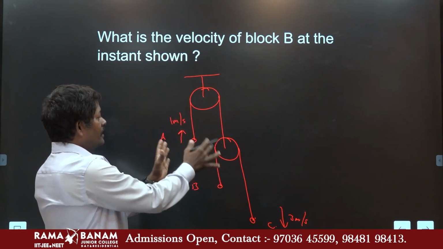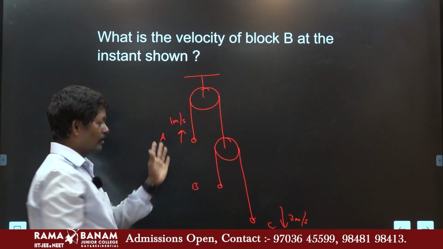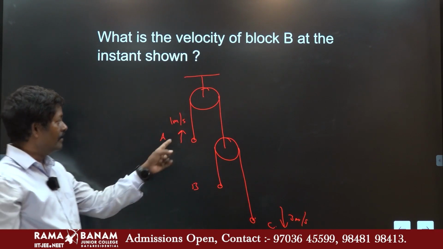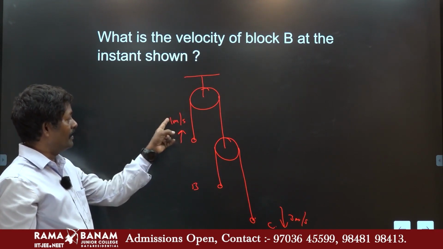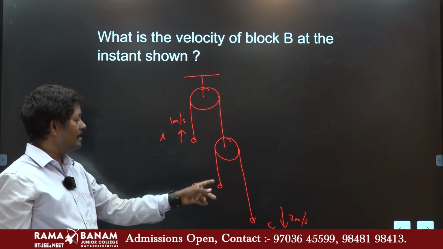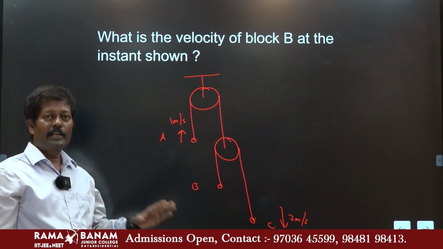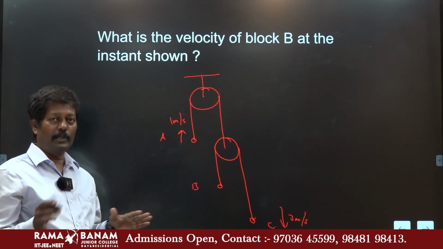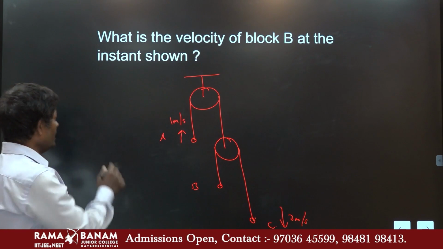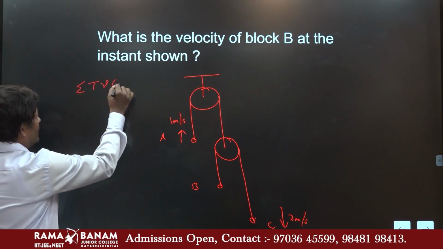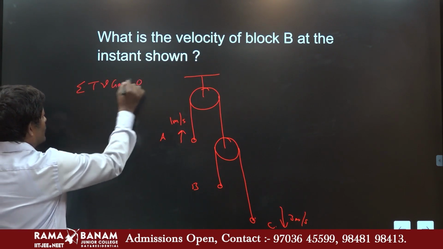When you released, the blocks are moving. We are not worried about the masses. Whatever the masses may be, the velocity of A is 1 meter per second upward. The velocity of C is 3 meter per second downward. At that instant, what is the velocity of B? Here again, we are not going to use the constraint relations like L1, L2, L3. Instead of that, we use work done by sigma TV cos theta equal to 0.